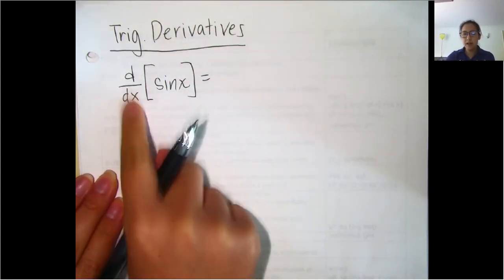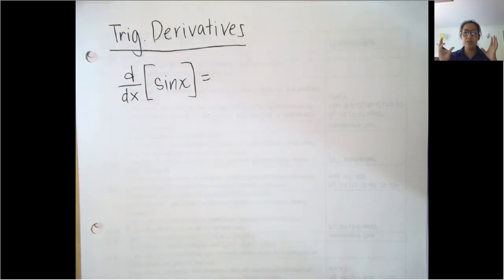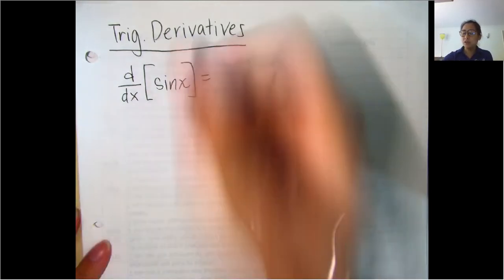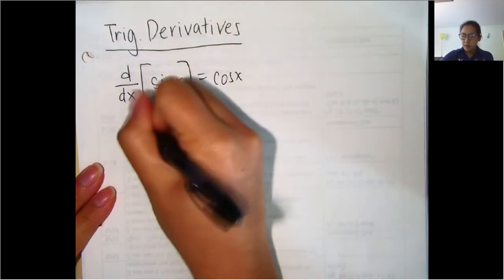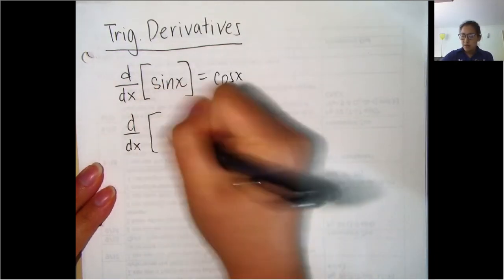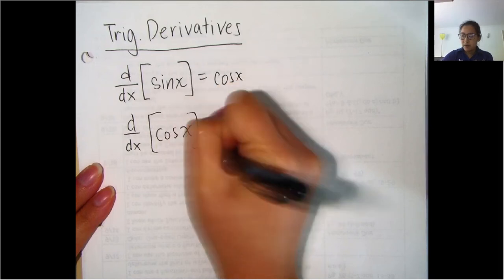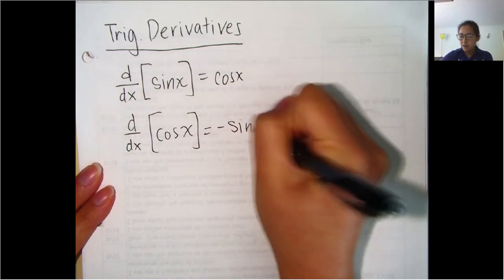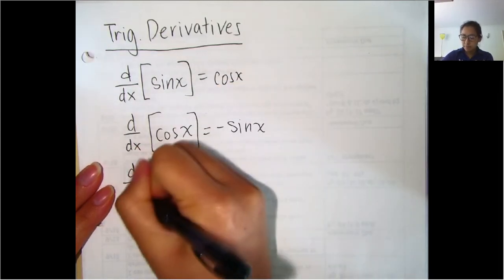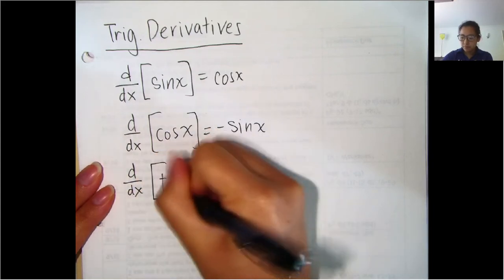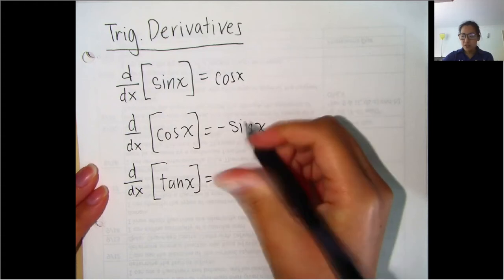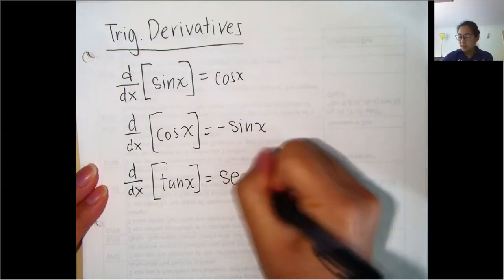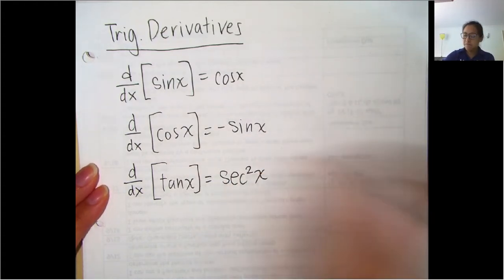So when we write this d dx and then in the brackets, that means that we're taking the derivative of what's inside the brackets. So the derivative of sine of x, that would be cosine of x. And now the derivative of cosine of x, that's negative sine of x. And the derivative of tangent of x is secant squared of x.